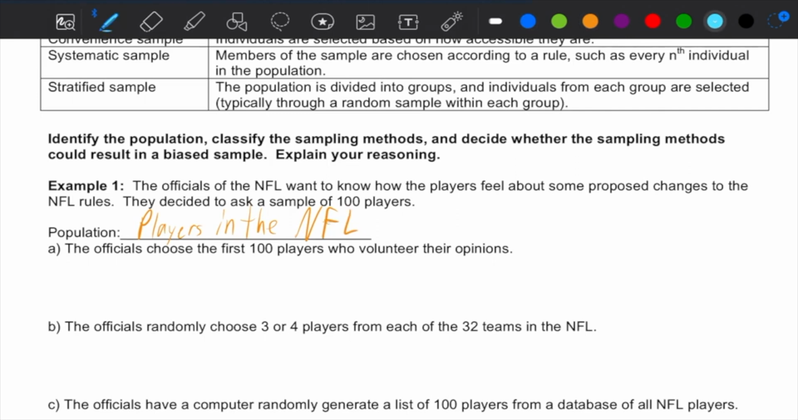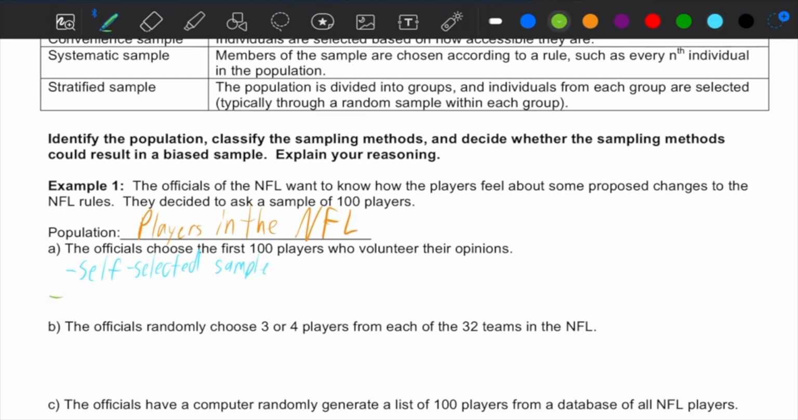So the first way they could choose them is they choose the first 100 players who volunteer. So 100 players volunteer, and they say, great, you're the first 100, we'll take you. So this is a self-selected sample, because it was those that volunteered first. They chose to be in it.